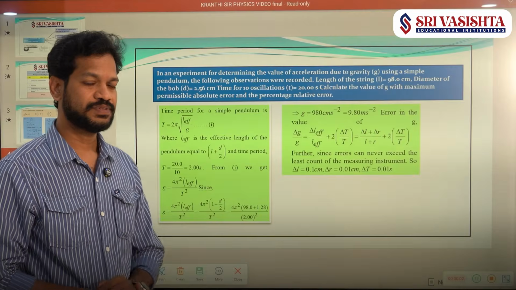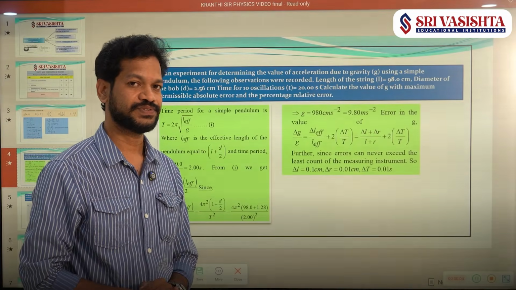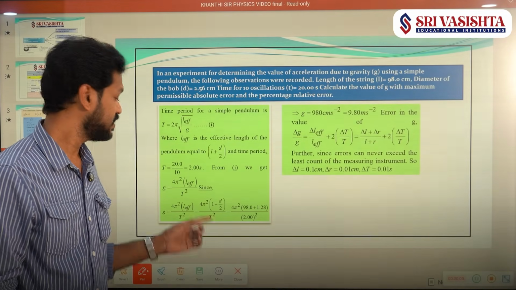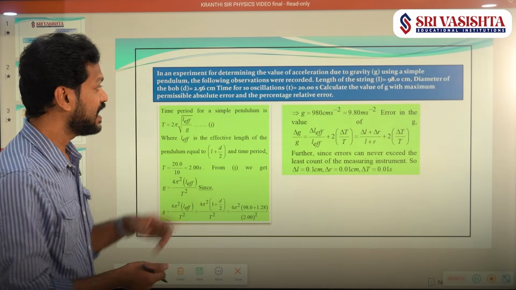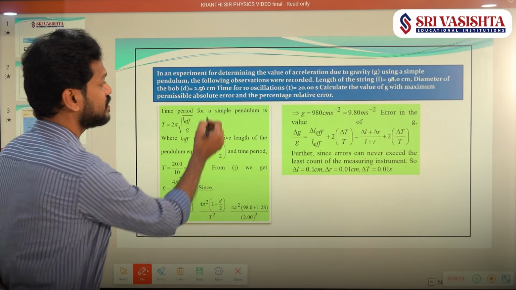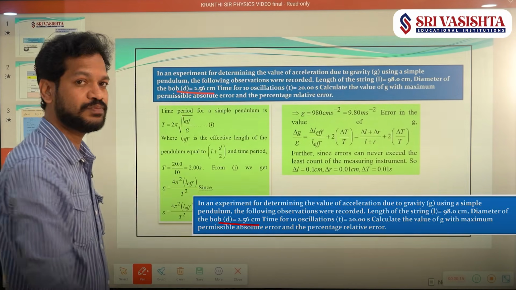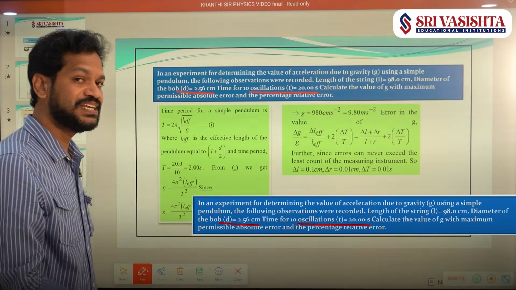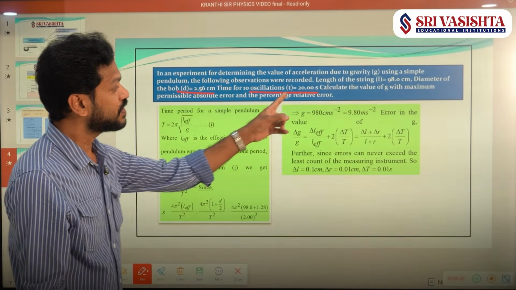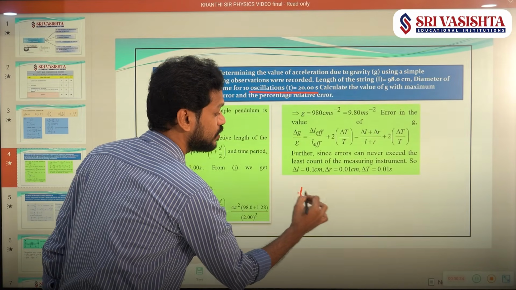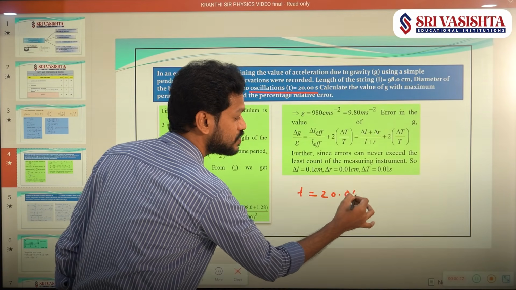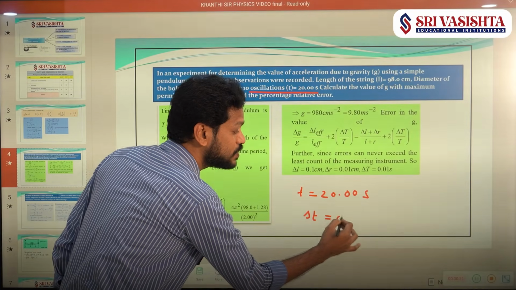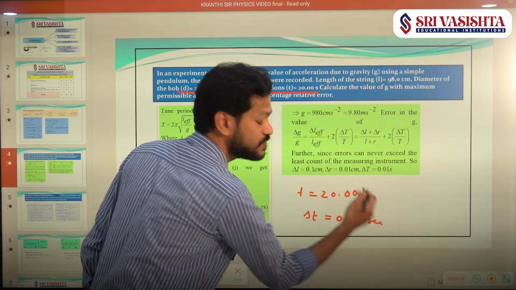In this particular example, students have a high chance of making mistakes. In this particular problem we are going to find percentage error for acceleration due to gravity. The data given in this problem is: diameter of the bob is given and time for 10 oscillations is given, and the least count is not given. See, whenever time is given as 20.00, that means least count is 0.01 seconds. We need to assume like this.